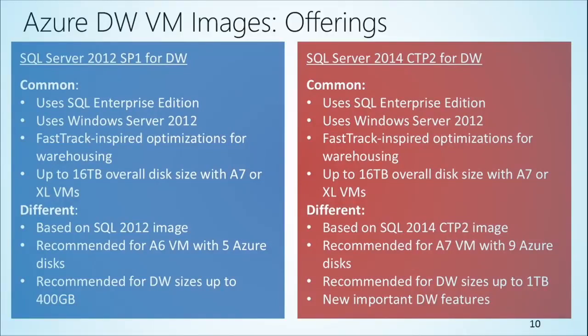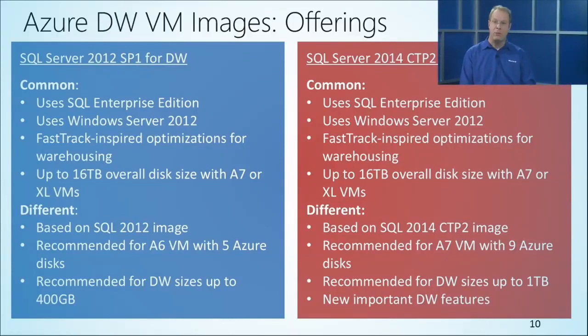Both of them give you the ability to attach up to 16 terabytes of disks with the A7 or the XL VM sizes. So those are the parts that are in common between the two different images that we have in the Azure Gallery. Now let's talk a little bit about the differences between these two VMs. The SQL Server 2012 VM is obviously based on the SQL 2012 image, and we are recommending that for a VM size A6 with 5 Azure disks. That's the configuration where we have gotten the best performance with the Fast Track optimizations and the Fast Track workload. So that's what we have been optimizing for SQL Server 2012.